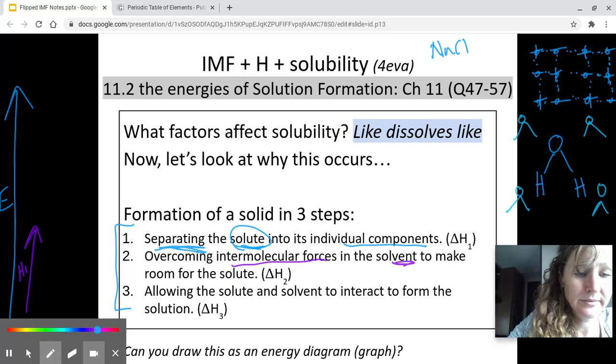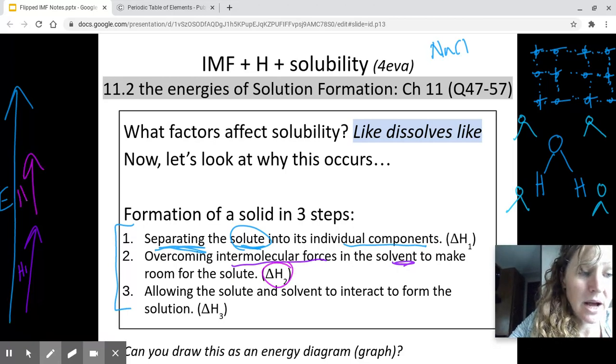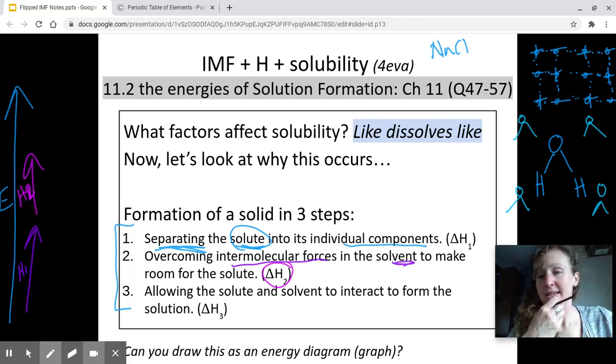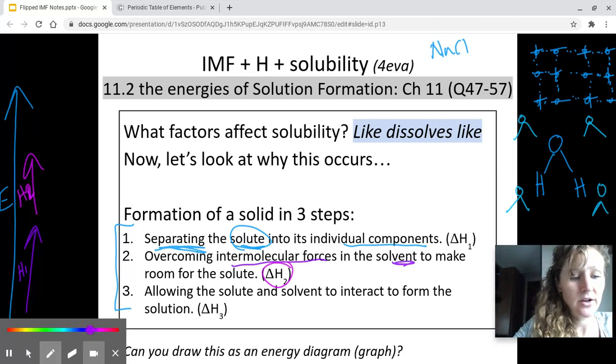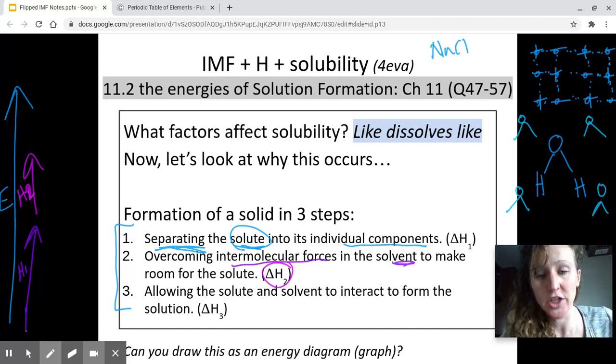Well, this also is going to take energy. Probably not as much energy as separating our solute into components, right? That's probably going to take more energy. Since H1 is overcoming ionic forces, H2 is overcoming dipole-dipole intermolecular forces. H1 is probably going to be bigger than H2, but they're both going to require energy.